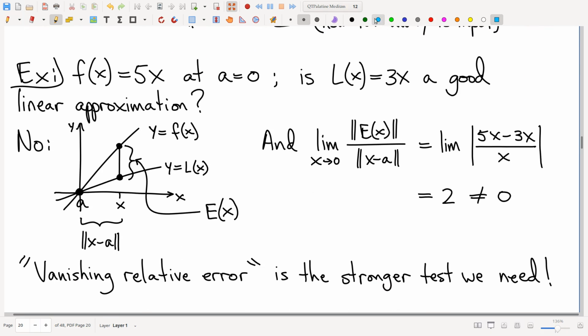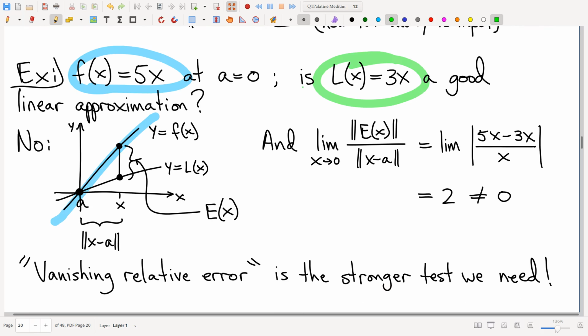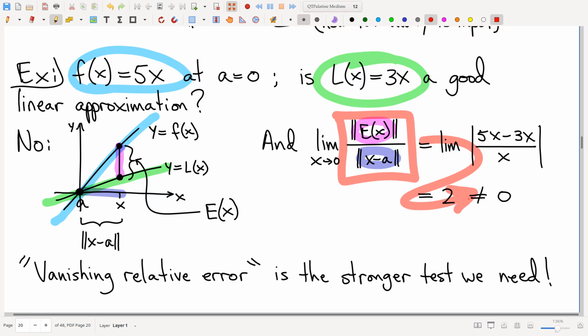So again, our same silly example. There's a function of which I might want to do an approximation. Here's a terrible, ridiculous, hilariously bad estimate: 3x, trying to approximate 5x. Clearly not what we want. Will our new test reject this obvious nonsense? Well, the relative error says we're going to take the error and divide by how far off we are in the input. And if you take that expression and crank it out, you get 2. You don't get 0.